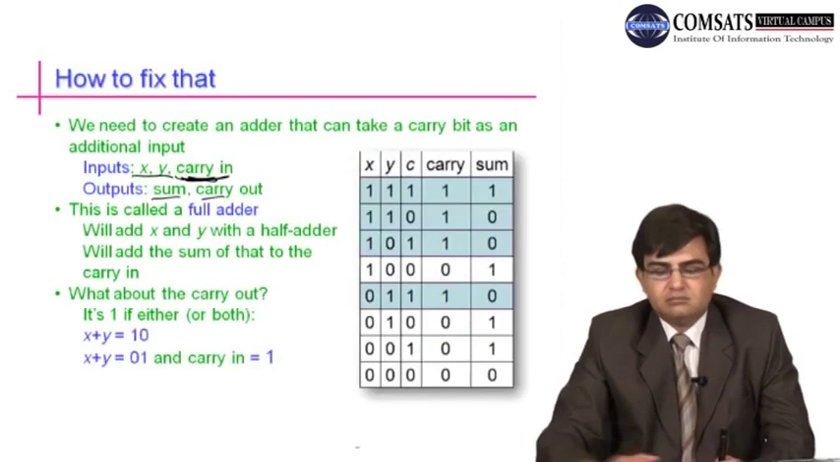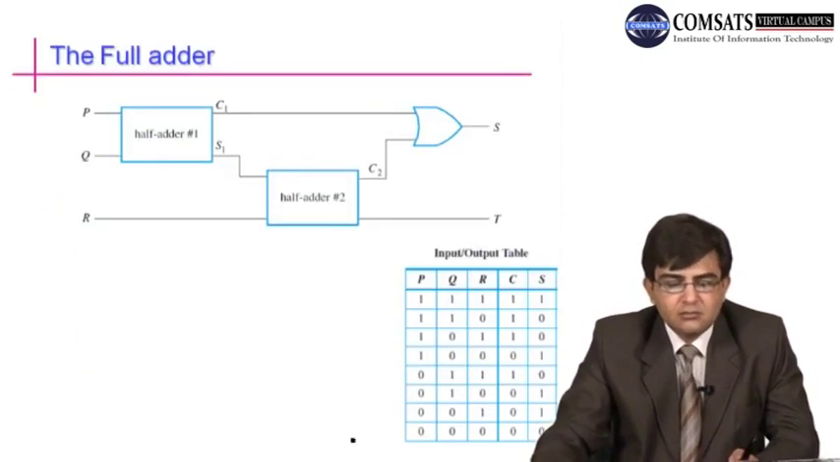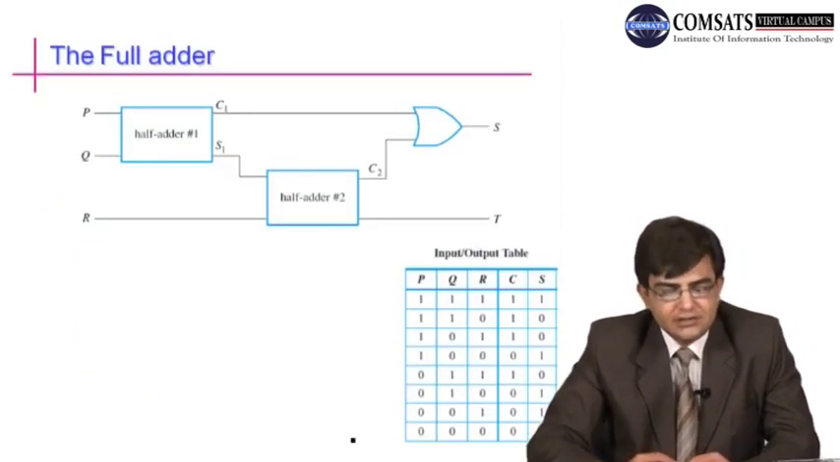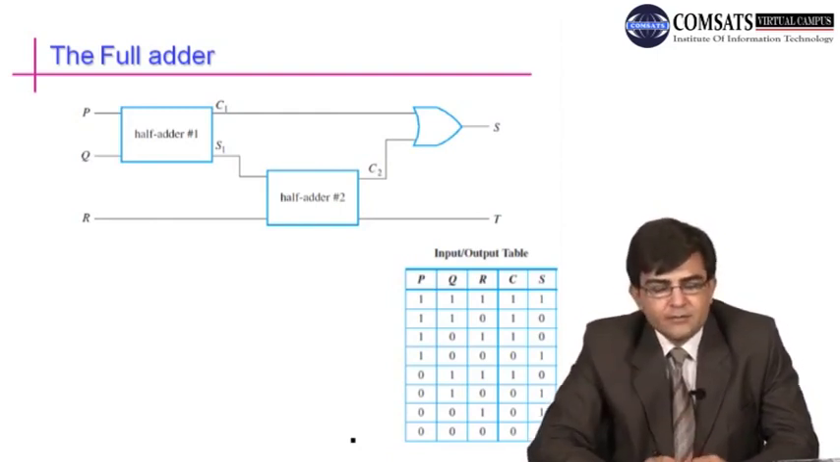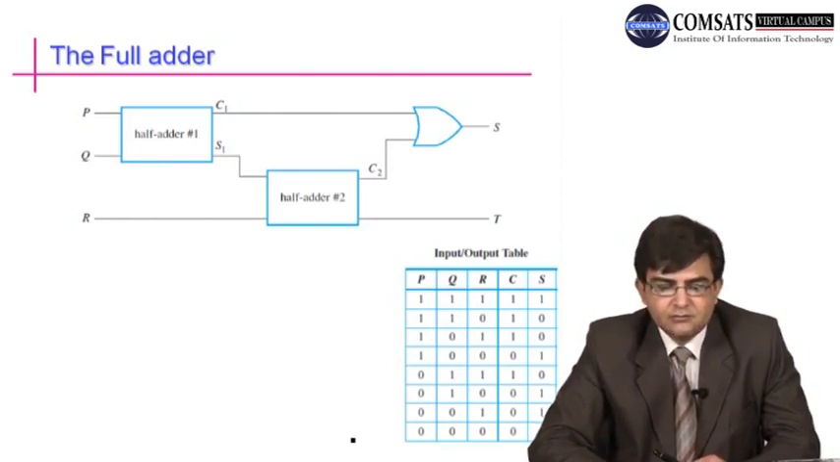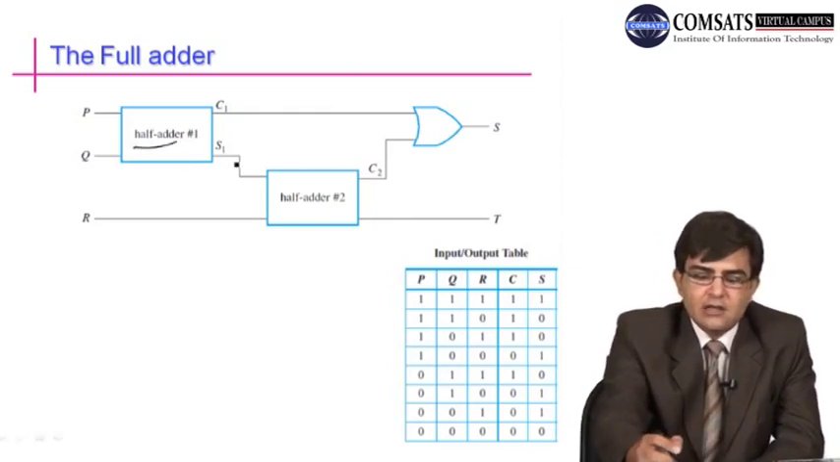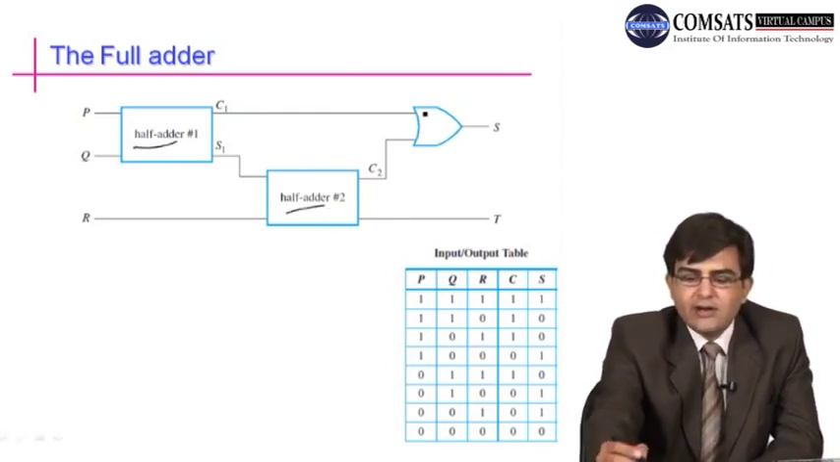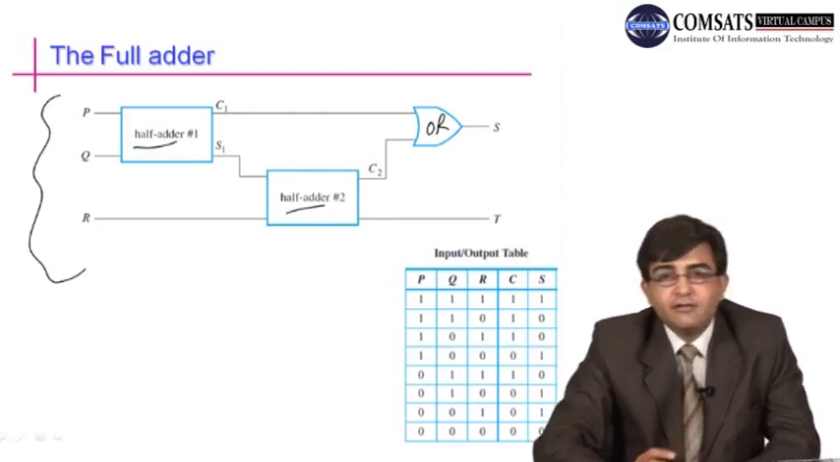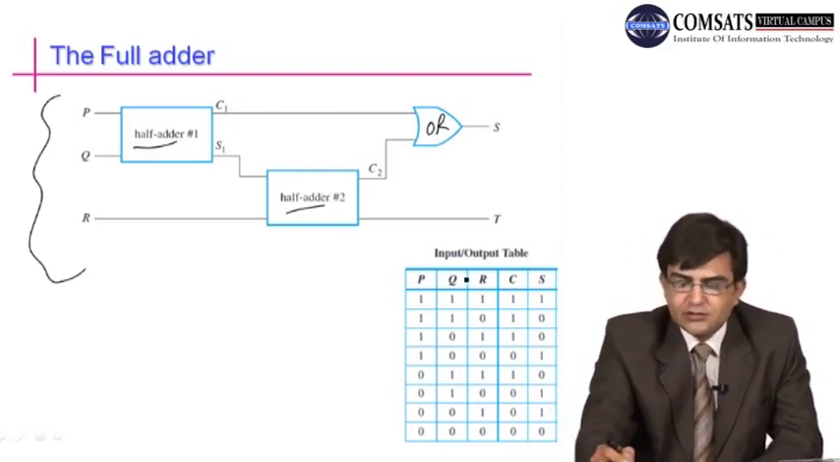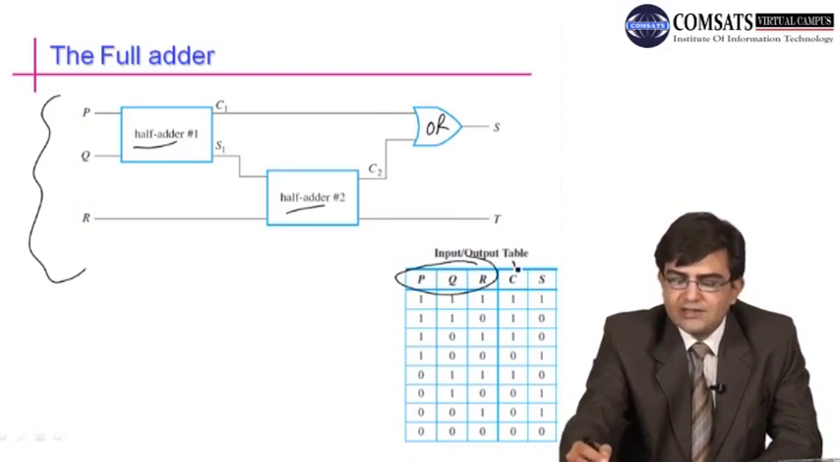So suppose generally we have three digits P, Q, R, how do we add these numbers? Such numbers are added by using half adder circuits. We use two half adder circuits and one OR gate to construct a circuit which is called a full adder circuit. The inputs are P, Q, R, and the outputs are carry and sum.